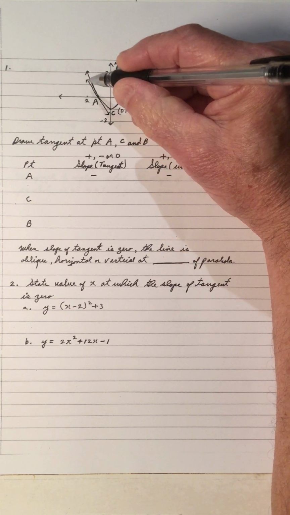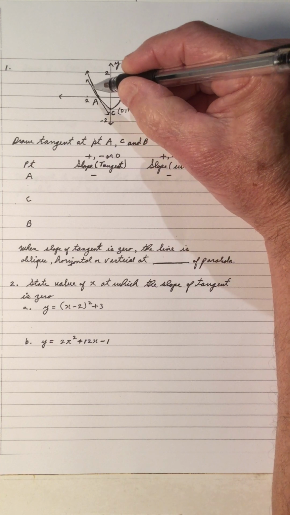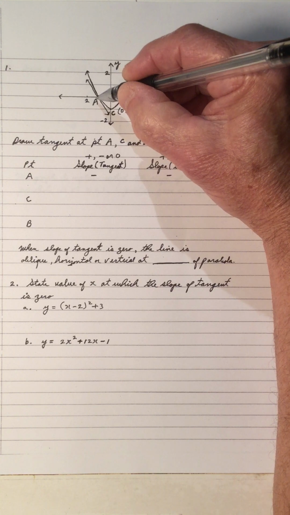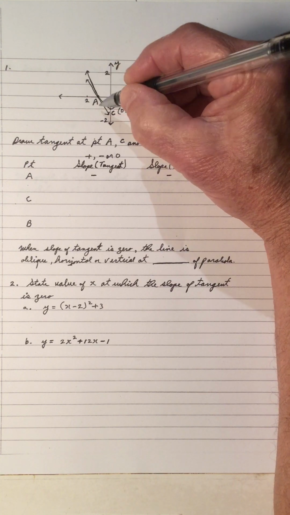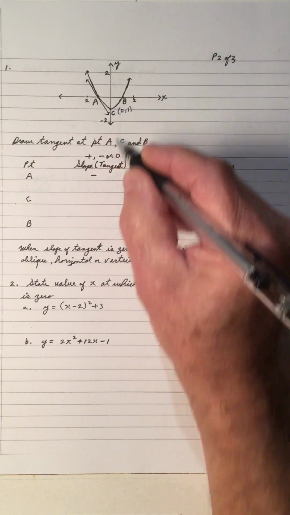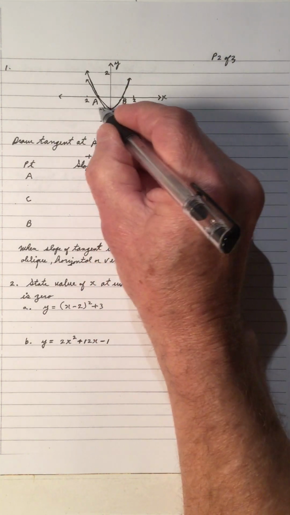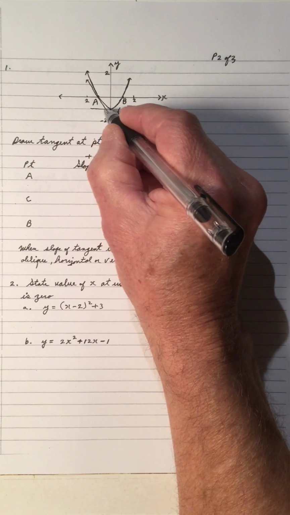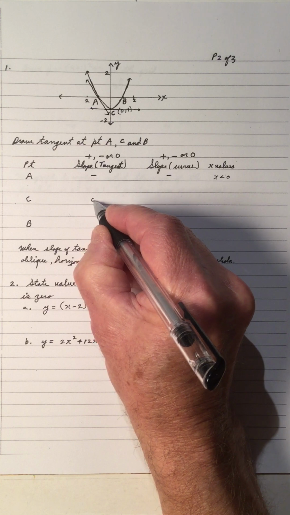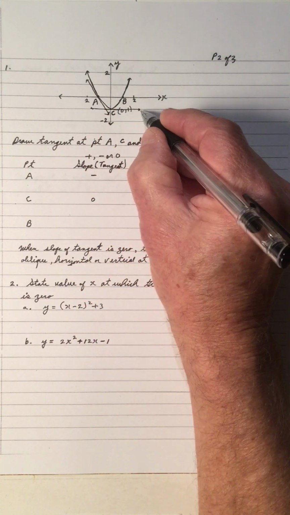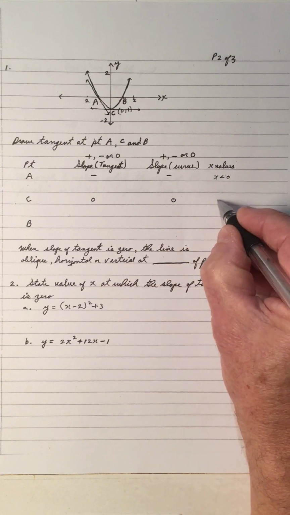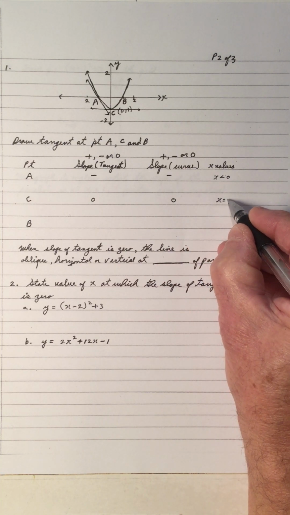A secant passes through 2 points of the curve, but the slope of this secant is not the slope of the curve, but the slope of the tangent at this point will be the slope of the curve. Let's look at C. C is right here, and we draw a tangent at C like this, and we have a horizontal line. The slope of this horizontal line is 0, so the slope of the curve is 0, and this value occurs at x is 0.